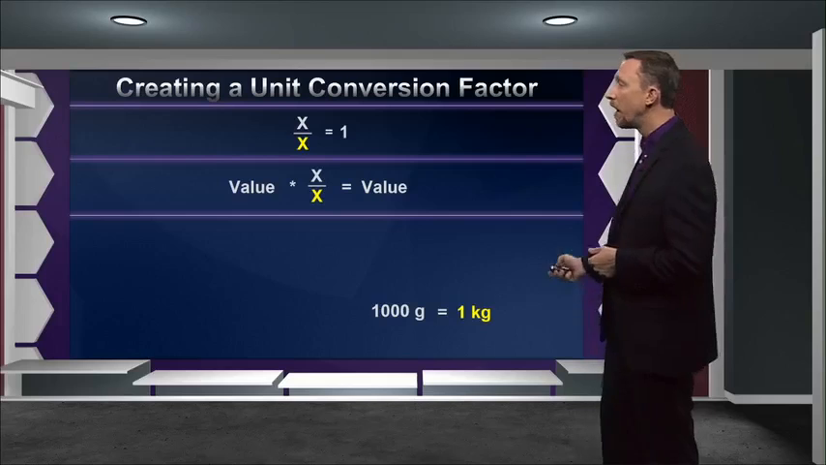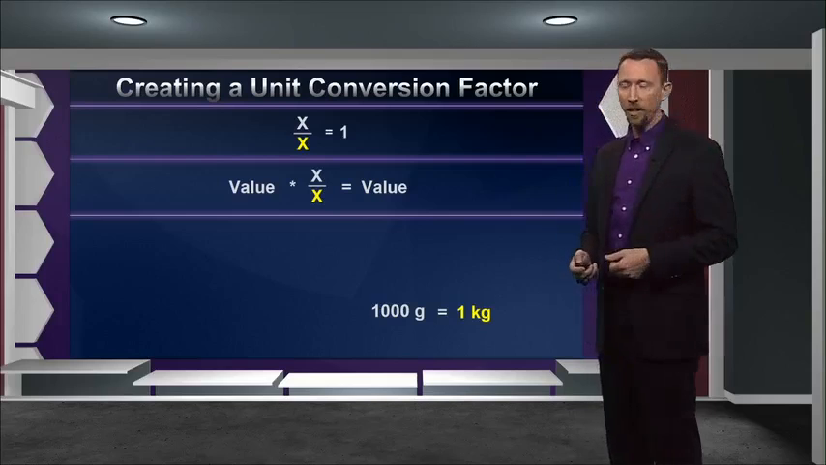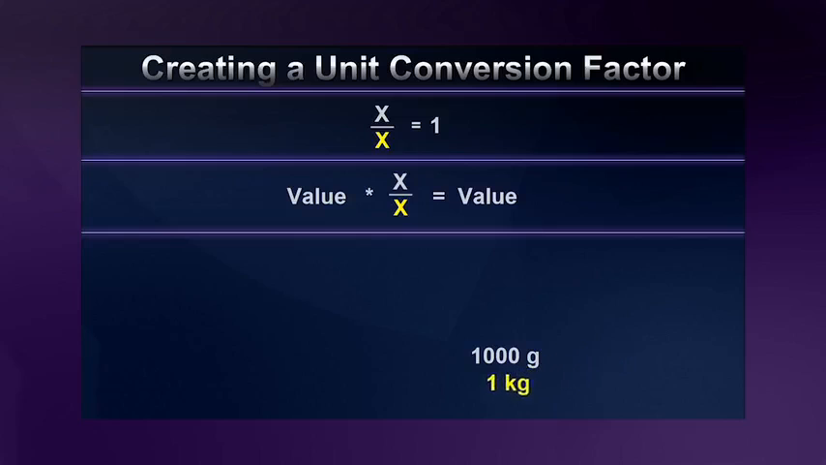For example, 1,000 grams equals 1 kilogram. Well, that means that I can multiply anything I want to by 1,000 grams over a kilogram without changing it. Now, the units might change, but I won't be changing the value. The same is true for, say, 3,600 seconds in an hour.